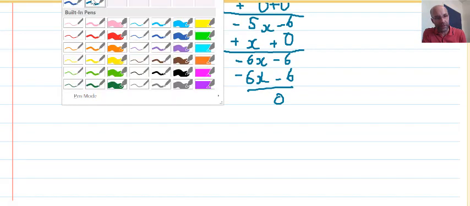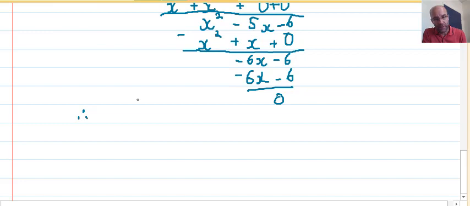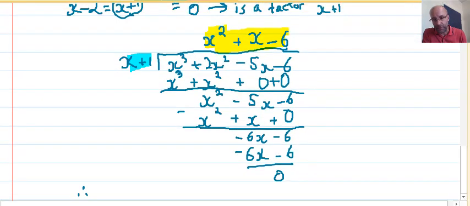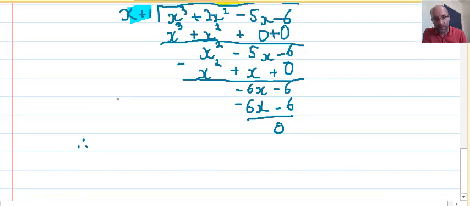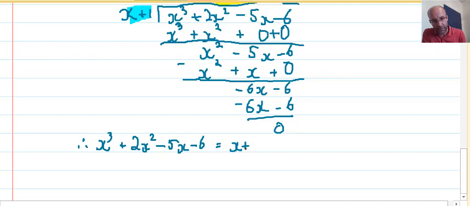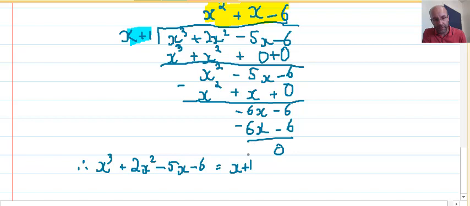So we can say, putting that together based on our previous work, therefore we factorized x cubed plus 2x squared minus 5x minus 6 into x plus 1. You can see that there in the turquoise color, and in the yellow, x squared plus x minus 6 in the yellow there.